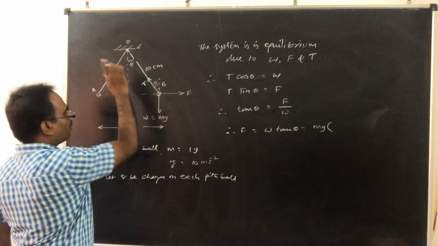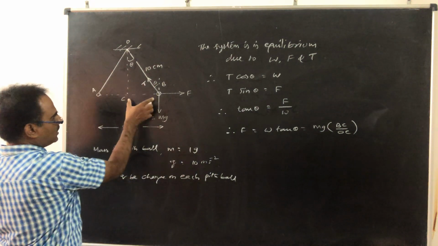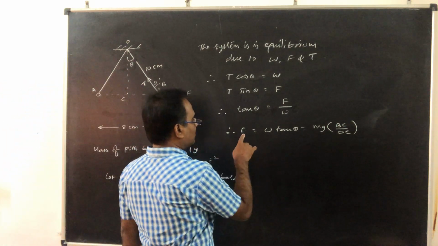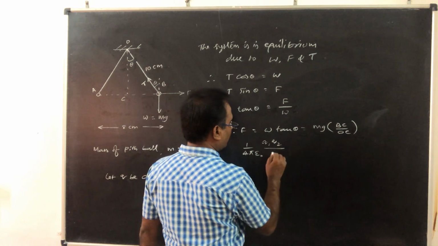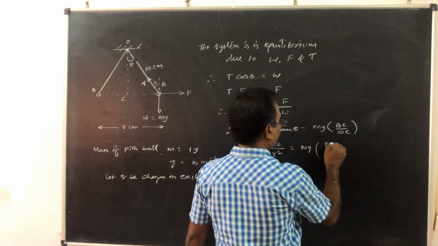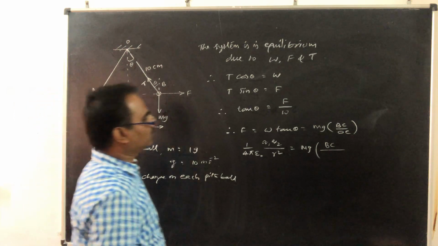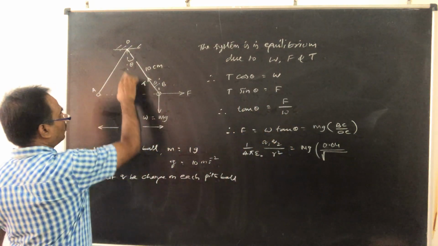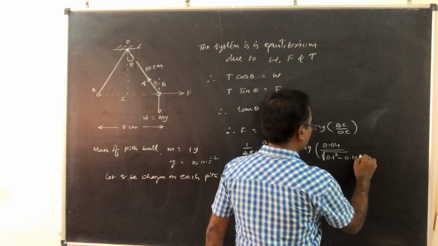So BC divided by OC. This is the opposite side, this is the adjacent side. So BC by OC gives tan theta. And further, this force is equal to 1 by 4 pi epsilon naught Q1 Q2 divided by R square. This gives the force. So this is equal to mg times BC, this distance BC is 4 centimeter, that is 0.04. And what about OC? Root of 0.1 square minus 0.04 square.